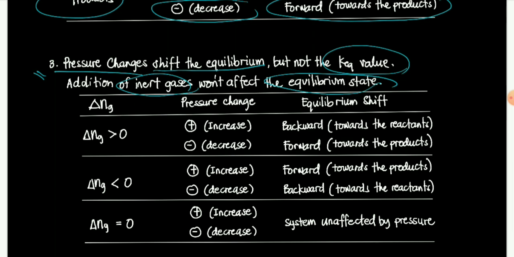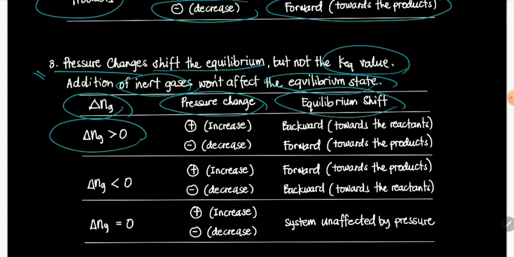Okay? So, we now know the delta Ng. So, the delta Ng is the difference between the number of moles of gases sa products, saka number of moles of gases sa reactants. Okay? So, we have here the pressure change and yung effect niya sa equilibrium. So, kapag yung delta Ng nyo ay greater than 0, ibig sabihin, mas maraming particles of gases sa products kaysa sa reactants, at nag-increase ka ng pressure, magba-backward yung reaction.